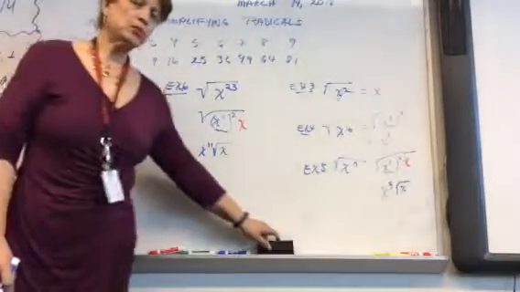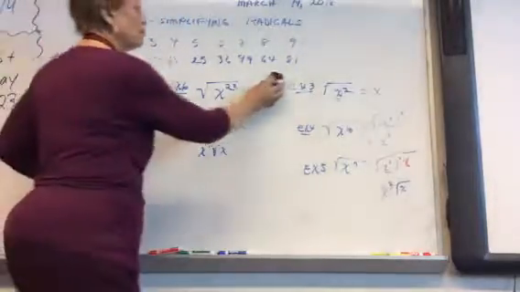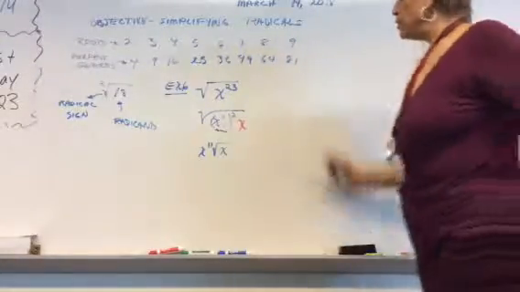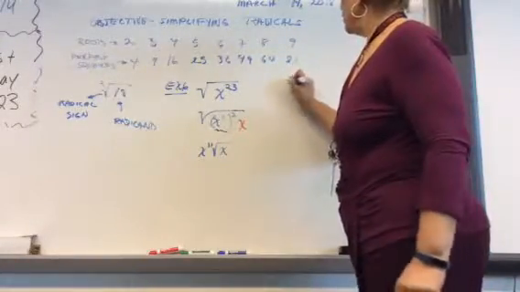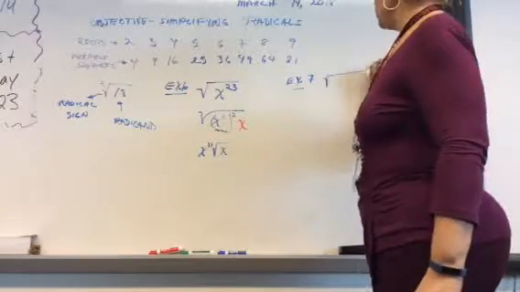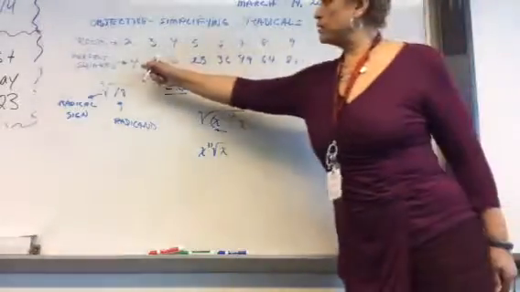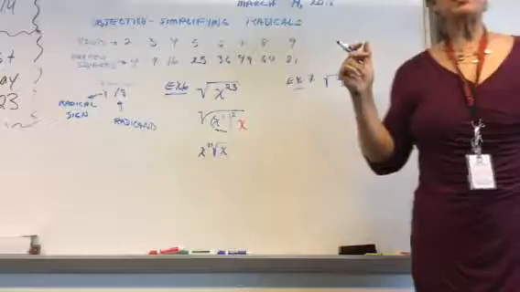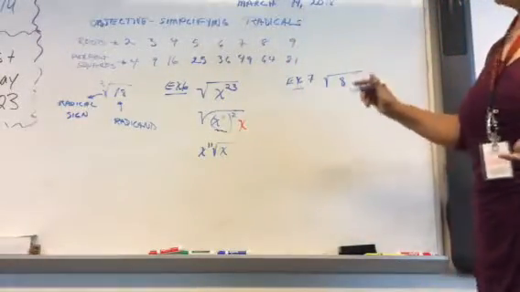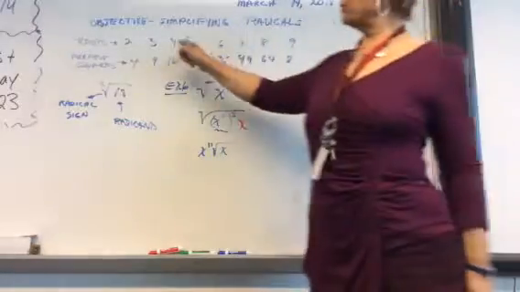Now, let's see what happens when the numbers are not perfect squares. Let's look at the square root of 8. You don't see 8 up here as a perfect square, but let's see if there is a factor of 8 that is a perfect square. We're going to start dividing by 2. And 2 goes into 8 4 times. Is 4 a perfect square?